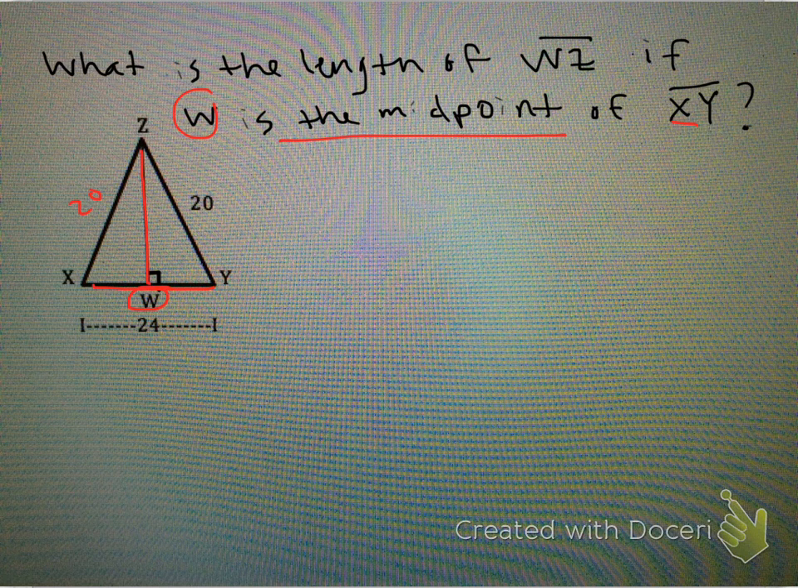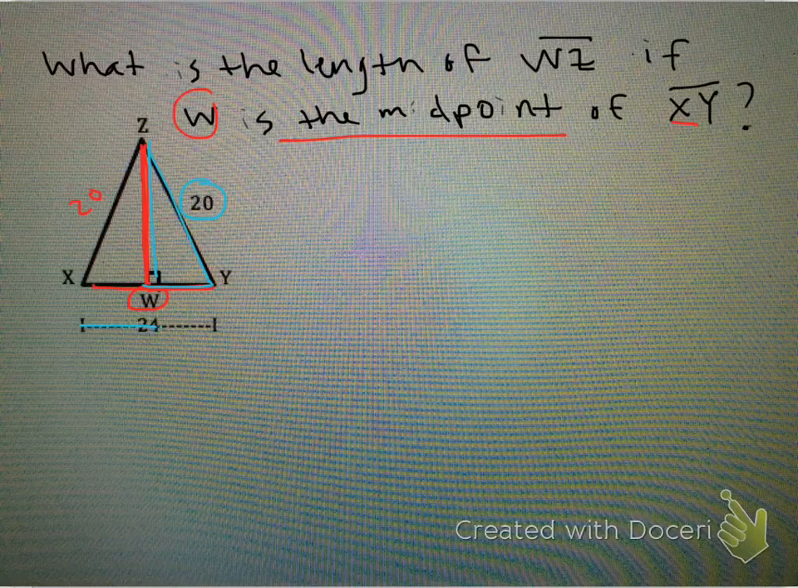Now, in this case, we want to find the value of WZ, which is that height right here. In order to do that, we are going to use the fact that this is part of a right triangle. I'm going to highlight it for you right here. We need to figure out the sides that we do know so that we can substitute into the Pythagorean theorem. Well, we obviously know that this side is 20, it's given.